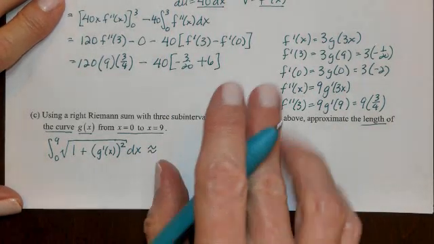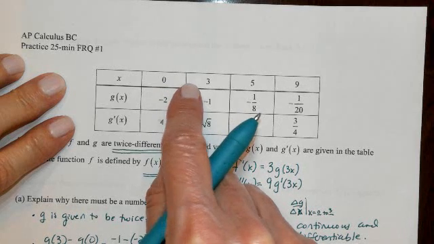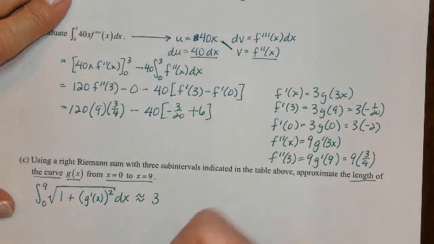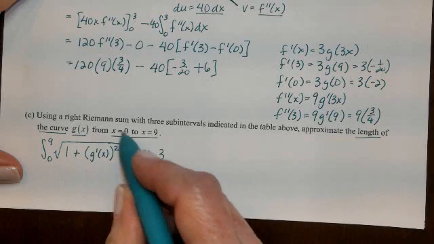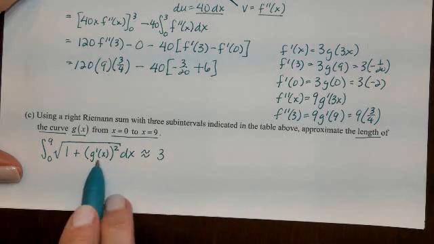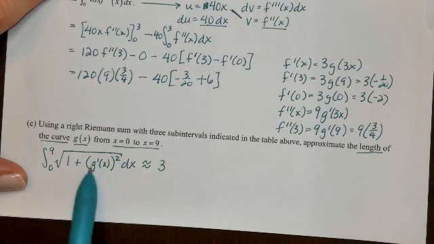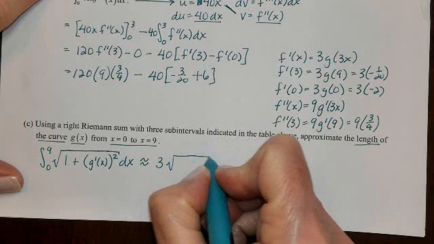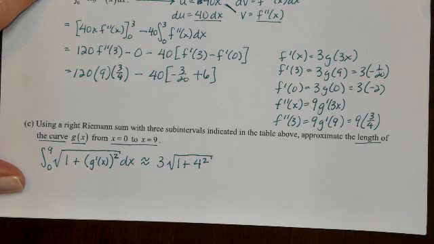Okay? So we're approximating this. From 0 to 9, the first base length will be 3 minus 0, or 3. The height of this rectangle will be this square root. In place of the g prime, we need to use its left value. So in this interval, the leftmost value is 4. So it's going to be the square root with 4 in place of g prime of x. So square root of 1 plus 4 squared. That's the first term in this Riemann sum.